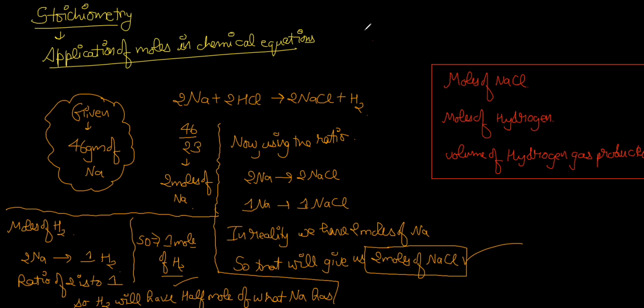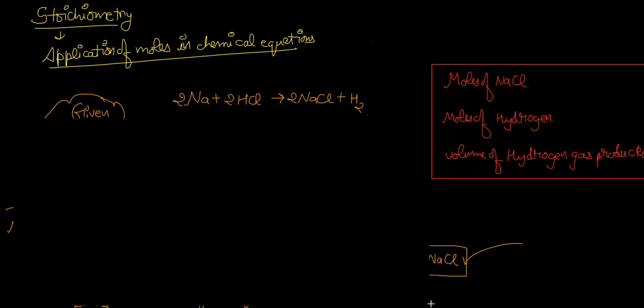See, simply, let's say I'm writing the equation Na plus HCl giving NaCl plus H2. First step should be to balance. Always balance the equation first. So 2, 2, 2, I've put it here. This will balance out the equation. Now in the question, they have given that 46 grams of Na is there, noted. They're asking me to find moles of NaCl, find moles of hydrogen, find volume of hydrogen gas produced. Fine.